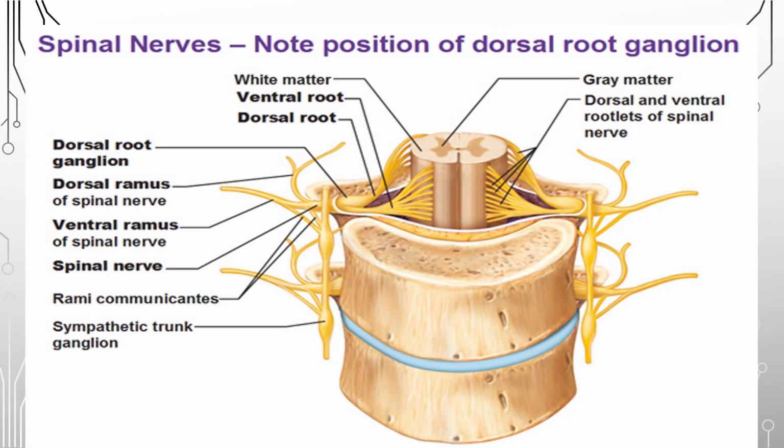Just note the position of the dorsal root ganglia. Here it is, and this is the spinal nerve. This is the peripheral process, and this is the central process. From the dorsal root, you can see the central process enters the spinal cord. This is the ventral root, and this is the dorsal root from the posterior horn, and this is the ventral root from the anterior horn, the motor fibers.